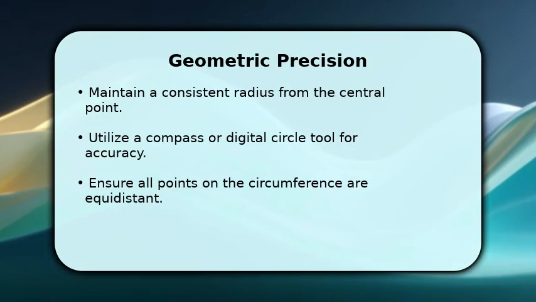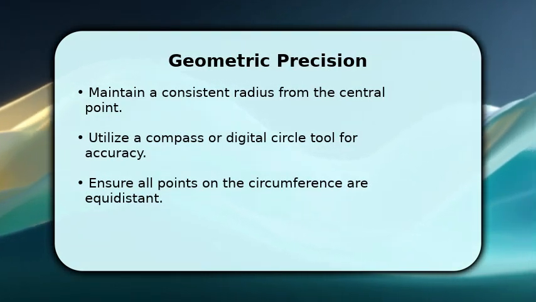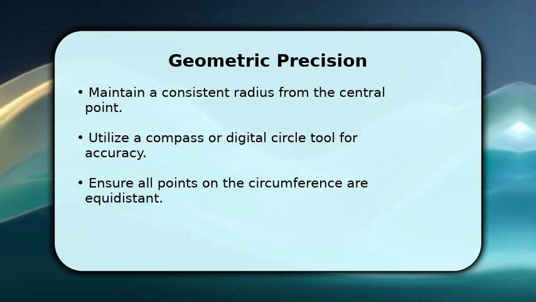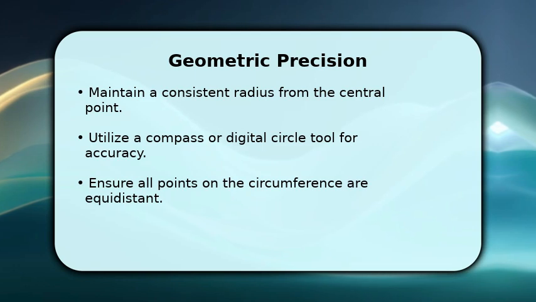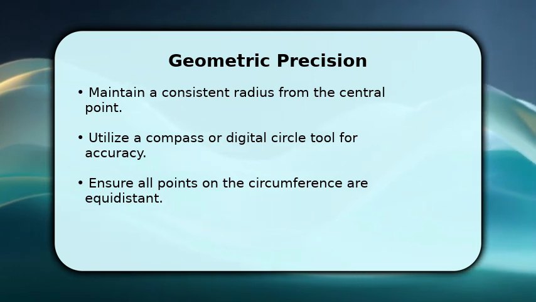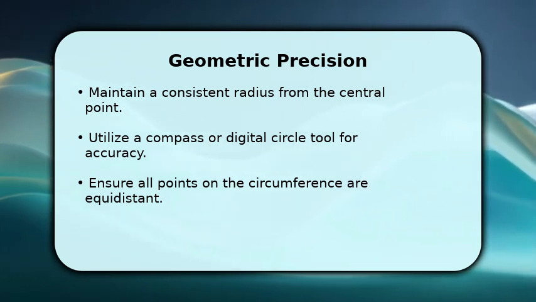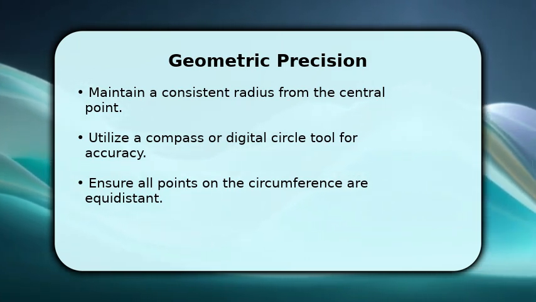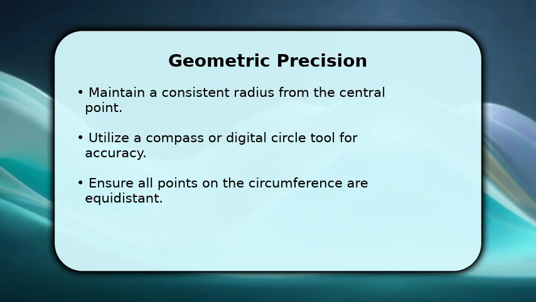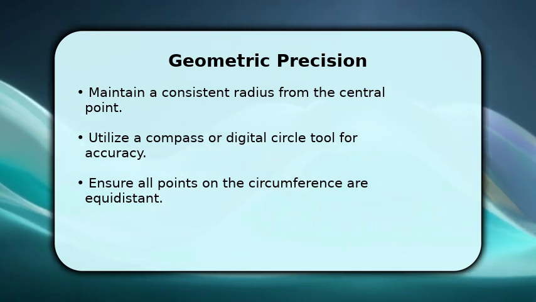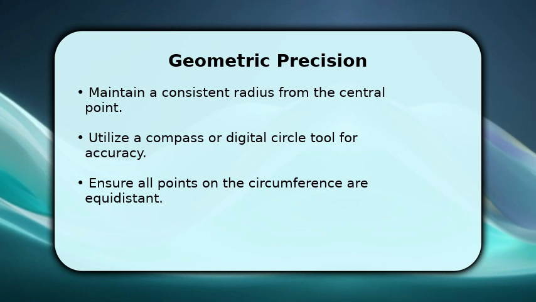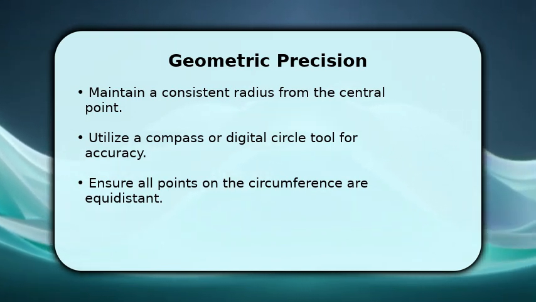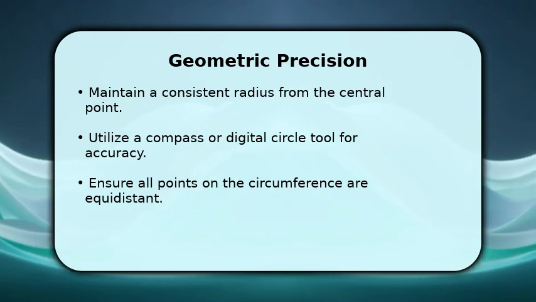Achieving geometric precision is crucial for compelling circle designs. Always remember that every point on a perfect circle's circumference is exactly the same distance from its central point. When drawing manually, a physical compass is your best friend, ensuring a consistent radius. In digital environments, specialized circle tools within your software will automatically maintain this critical equidistant property, allowing for flawless shapes every time. Focus on these core principles for visually balanced outcomes.